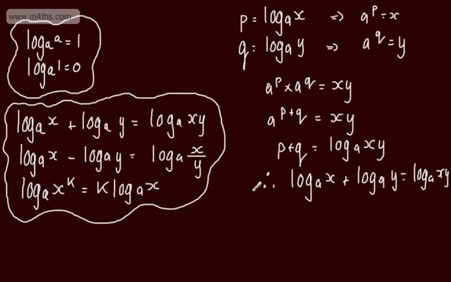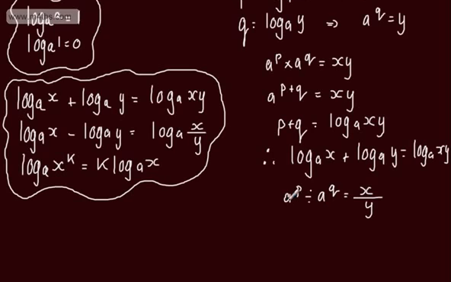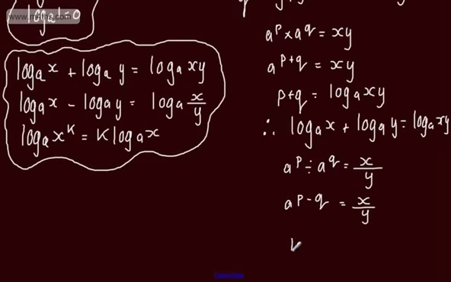And as you can probably imagine, this works too for subtraction. If at this stage instead of multiplying we divided, we could say that a to the power of p divided by a to the power of q was equal to x divided by y. If I now consider I've got the base the same using the rules of indices, we could say a to the power of p minus q is equal to x over y. Now rewriting the logarithmic statement, p minus q will equal log to the base a of x over y.